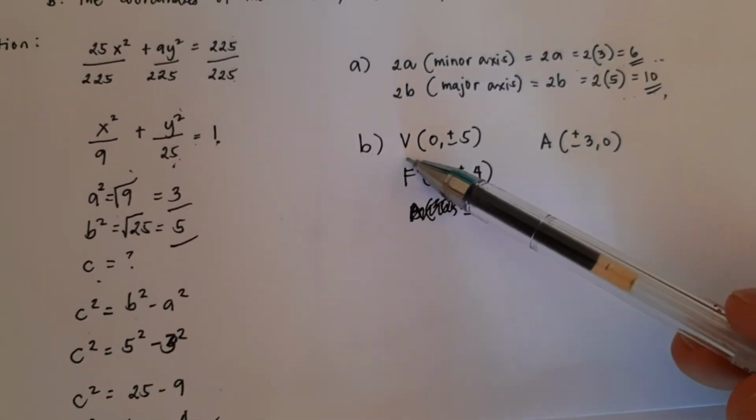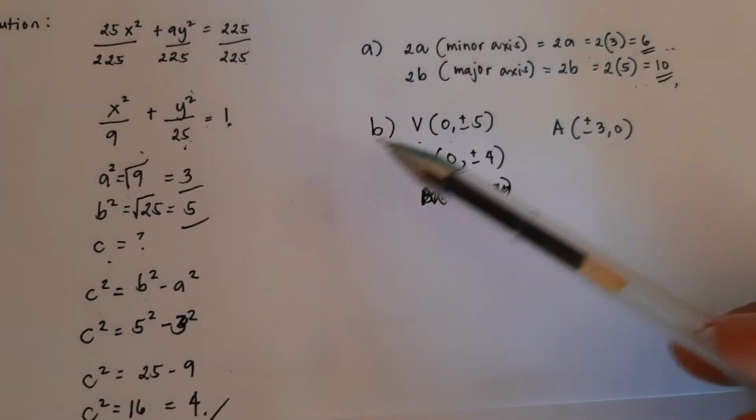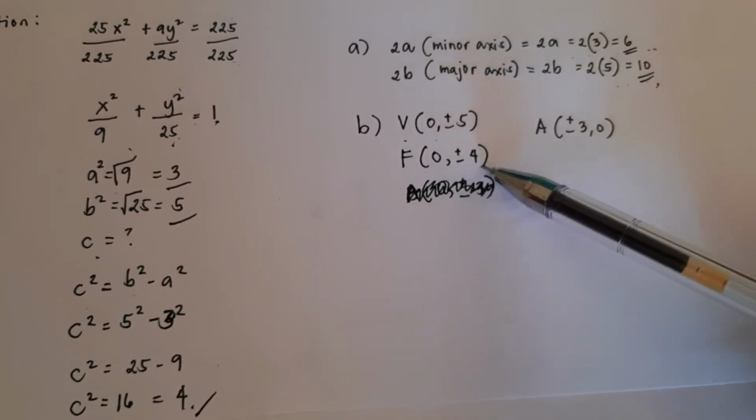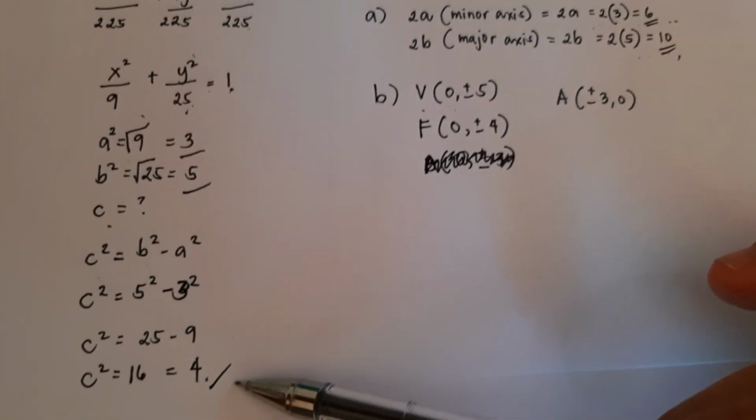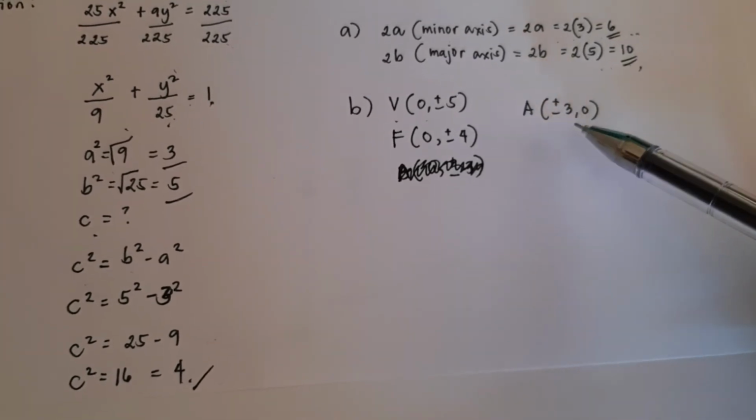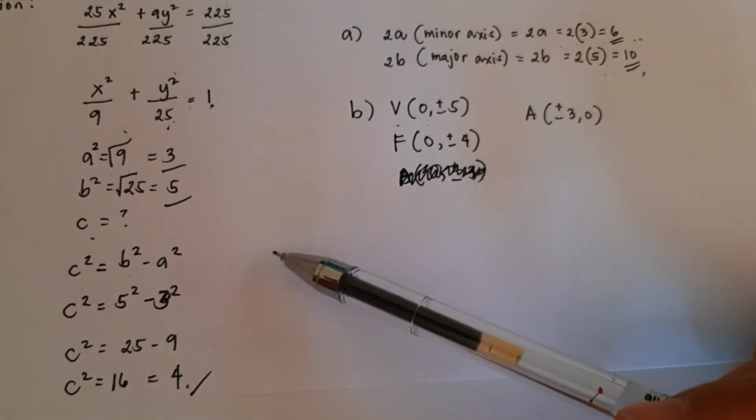Okay. So, vertices is at 0 and positive and negative 5 galing dito. Foci is at 0, positive and negative 4 galing din doon sa C. And then, intercept is at positive and negative 3, 0 galing sa value ng A.